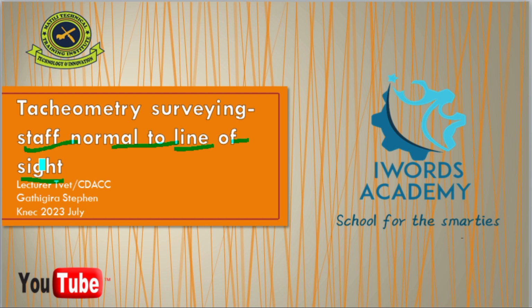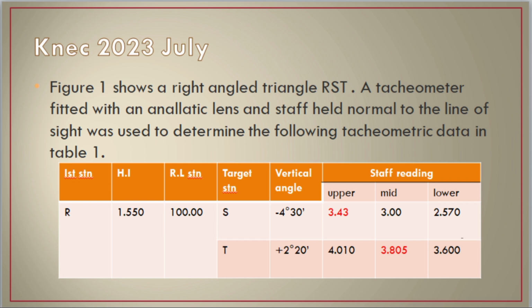This error was noticed by one of our online learners, so thank you for that. The staff was held normal to the line of sight. In the other cases, the staff is held vertical. Today we are going to tackle this question that was done in the KNEC July series 2023. So let's tackle this question.